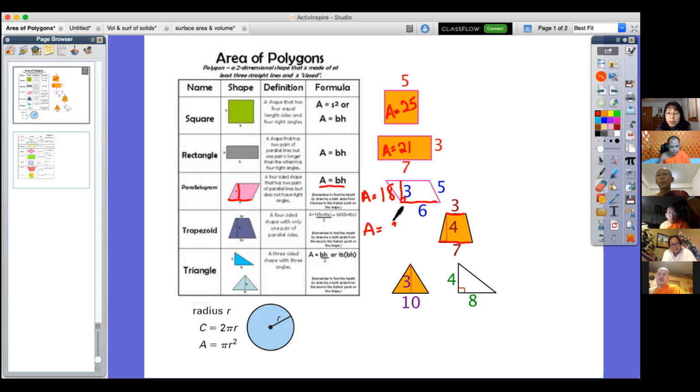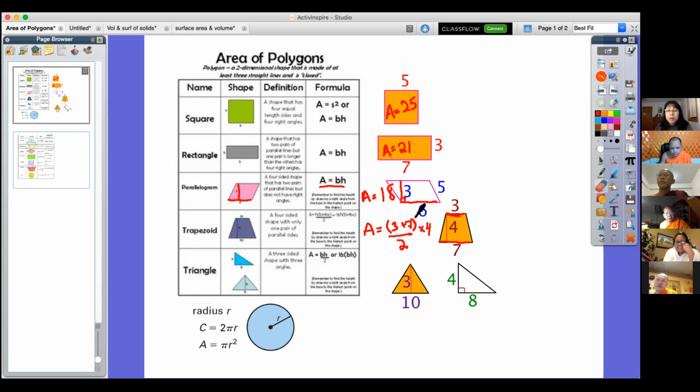You take 3 plus 7. Okay, and then after that you take the average because they're not equal, so you have to add it up and divide by 2. Then after that you multiply by the height, which is 4. Okay, so the area of this trapezoid is base 1 plus base 2 divided by 2 times the height. So what is 3 plus 7? 3 plus 7 is what?